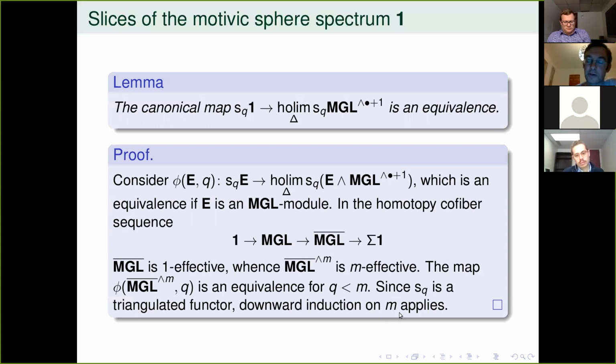So this approach fails for the very effective slices, and as far as I know, there are not too many very effective slices known for the sphere spectrum. The zeroth has been computed by Tom Bachmann. I don't know about the first.